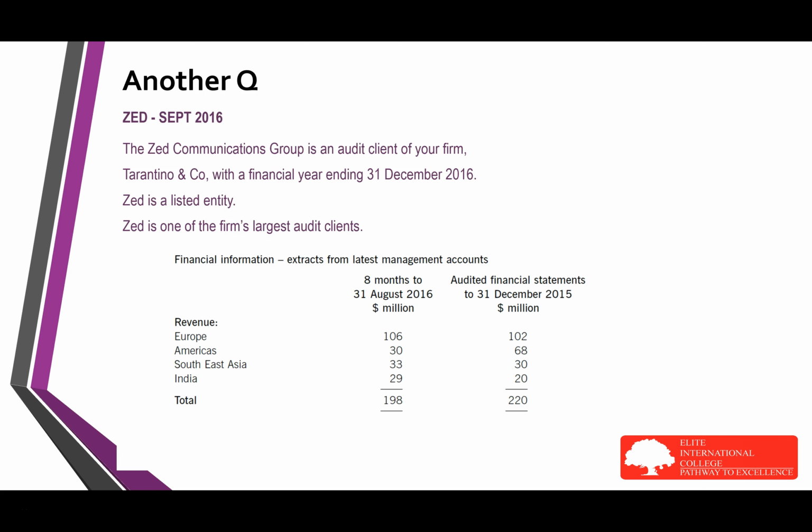Now let's have a look at another question, Z. This is also an audit risk question. The question says, the Z Communications Group is an audit client of your firm with a financial year ending 31 December 2016. Z is a listed entity. So question, is there a risk of inadequate disclosure? Well, this risk will only exist if the client is newly listed. The question says, Z is one of the firm's largest clients. From here, we can see Z is not newly listed.